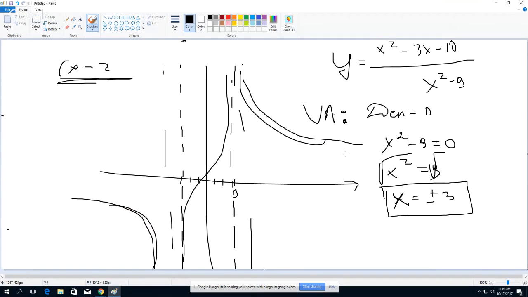Now, to find the horizontal asymptotes, you look at the biggest exponent on the denominator and numerator. And then you see if this one equals this one, which in our case is 2 equals 2, meaning that the horizontal asymptote equals the number that is here divided by the number that is here. In our case, it's just 1 over 1, so y equals 1.